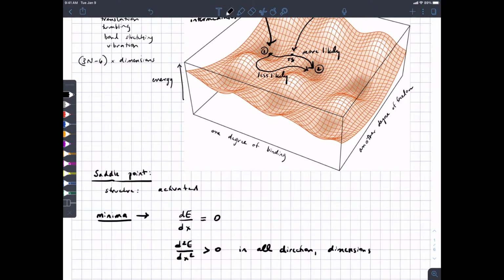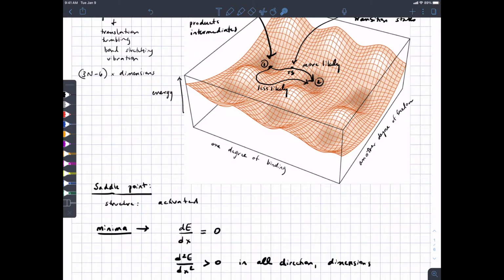And that's how you tell that something's a minimum, because if you make a displacement, the energy goes up. And I guess, I don't know, I didn't explain that particularly well. Remember, the second derivative is how the slope is changing.